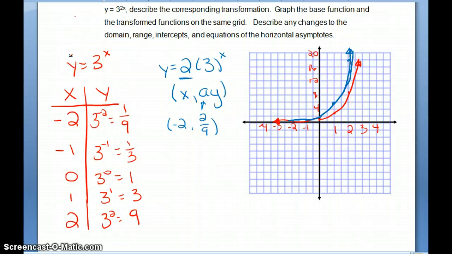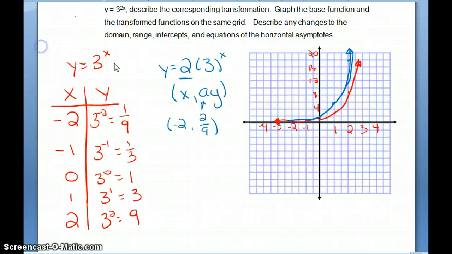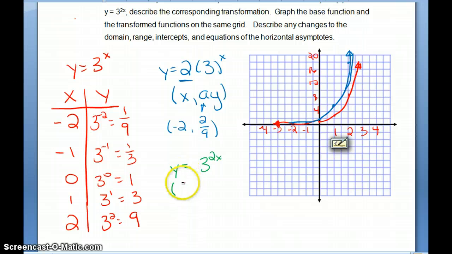Okay, so I'm just going to switch my pen over to a different color now. And we're going to graph our other function. We're going to use green again. Okay, so for that one there we have y is equal to 3 to the power of 2x. And this one here is that b parameter, so that means that our x value is going to change, and it's going to change by a factor of 1 over b. So you divide that x value by b, and your y value stays the same.